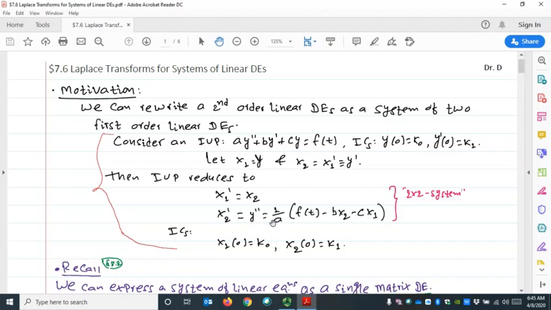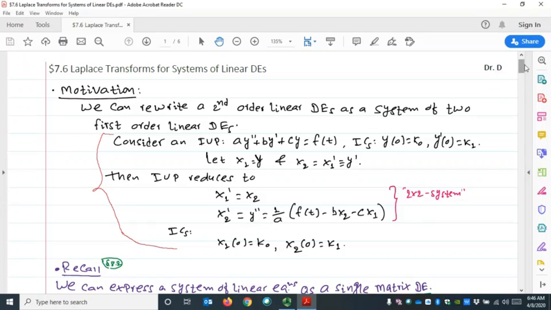So y double prime equals 1 over a times f(t) minus bx2 minus cx1, and initial conditions x1(0) is k0 and x2(0) is k1. So that means we reduce the second order linear differential equation to a system. Now it's a 2 by 2 system of two first order linear differential equations.